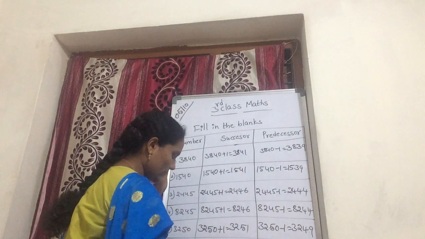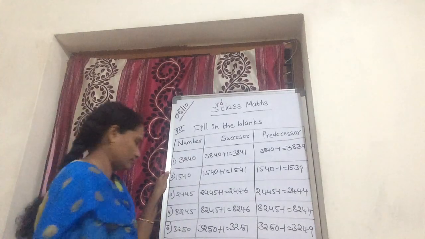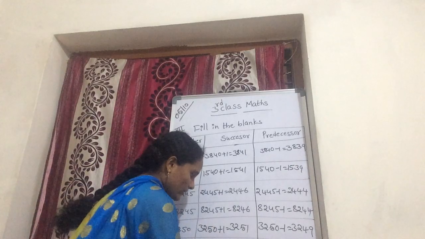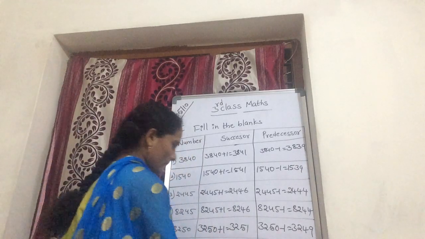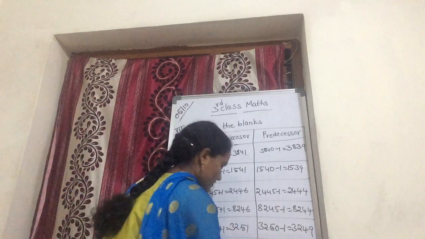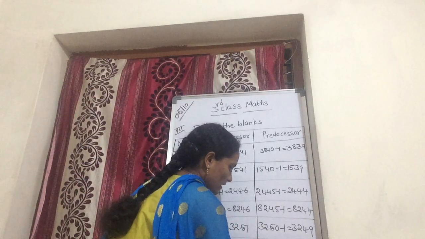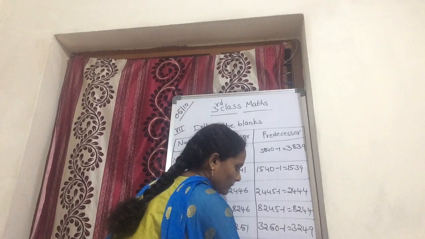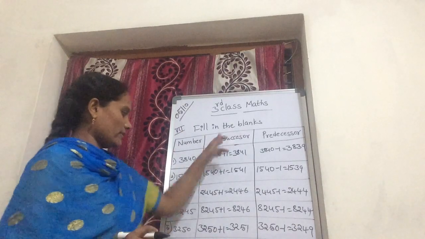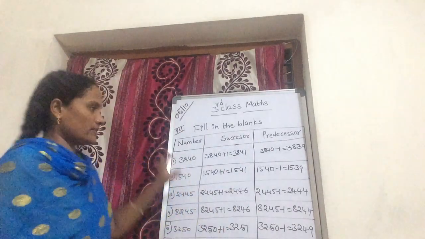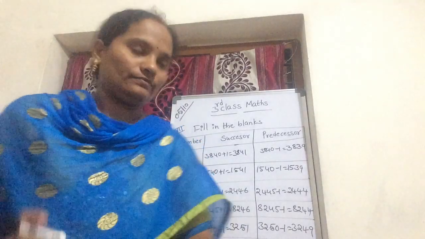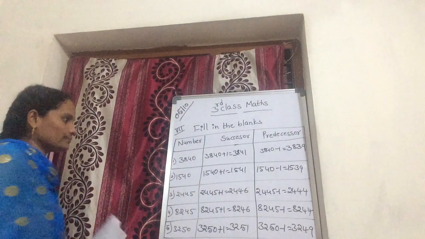Next one, 7605. You add plus 1. Okay, in successor you got 7606. This is our successor. Next, 7605 minus 1, 7604. These are our given numbers, successor and predecessor. Copy this in your classwork, children. Write neatly.